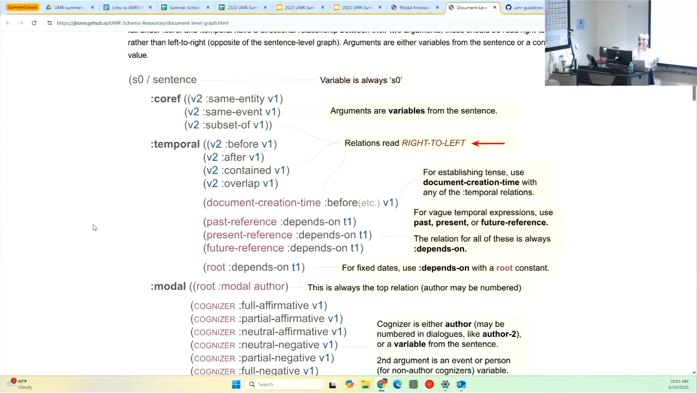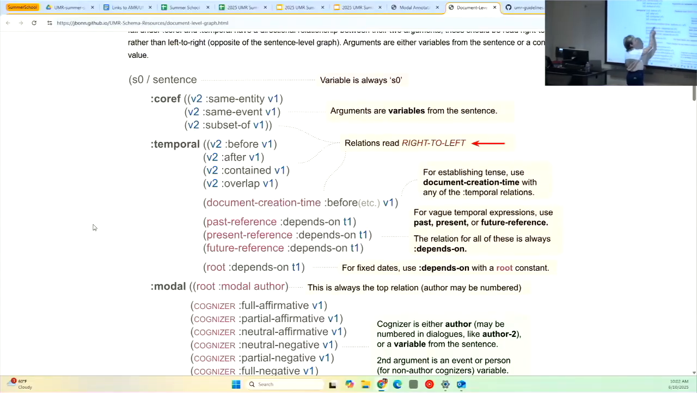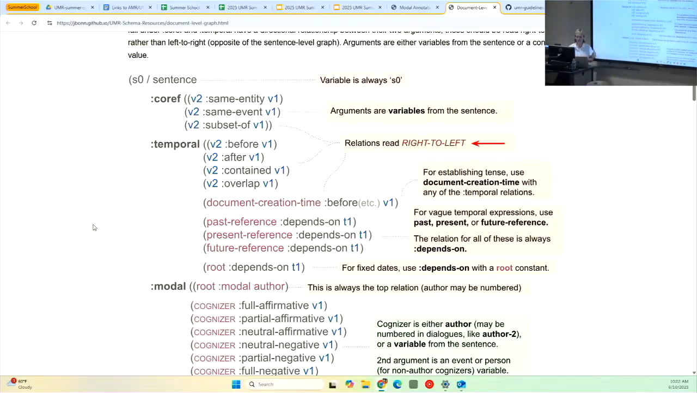So you can have relationships between two events. You can have a relationship between an event and a temporal expression. You can have a relationship between two temporal expressions, or if they're vague temporal expressions, you can have a relationship between the event and a general reference period. And also the easiest way to establish tense is by relating things to the document creation time. You can also establish tense by relating events to a reference event if you need to.